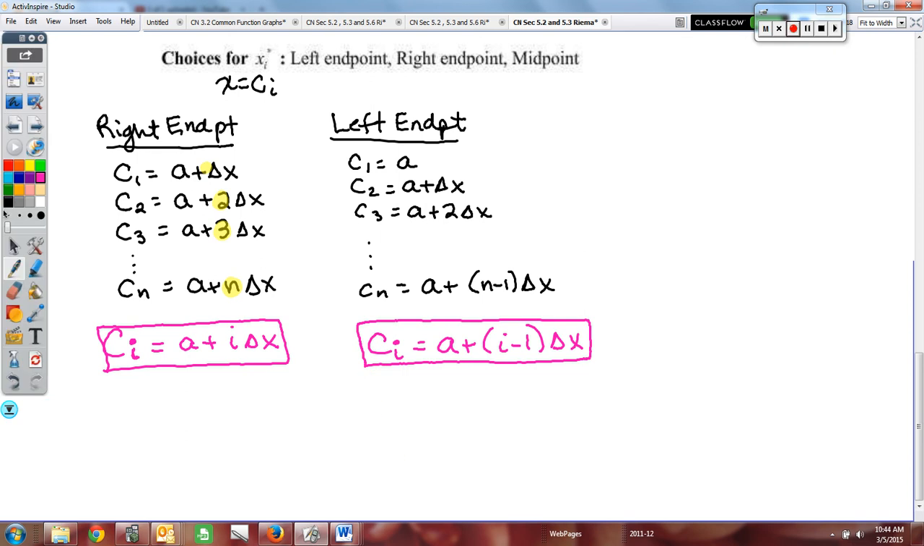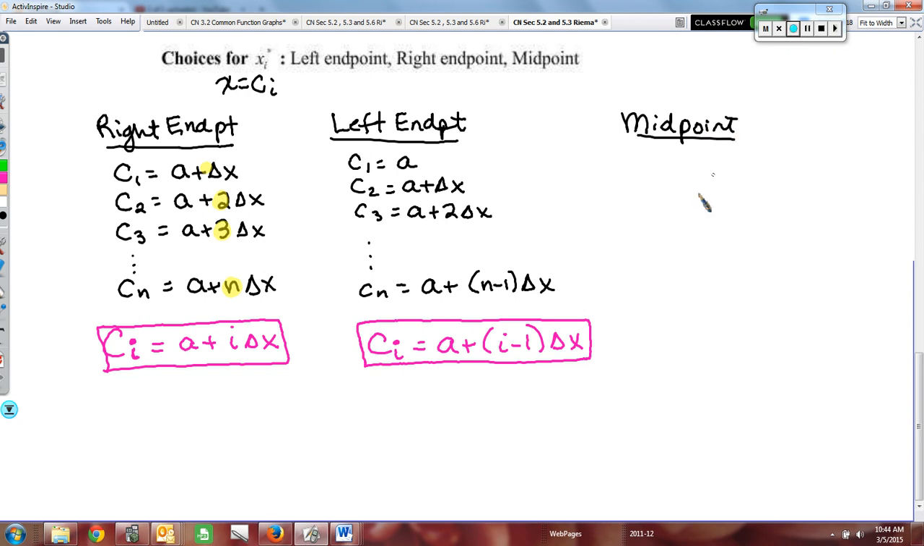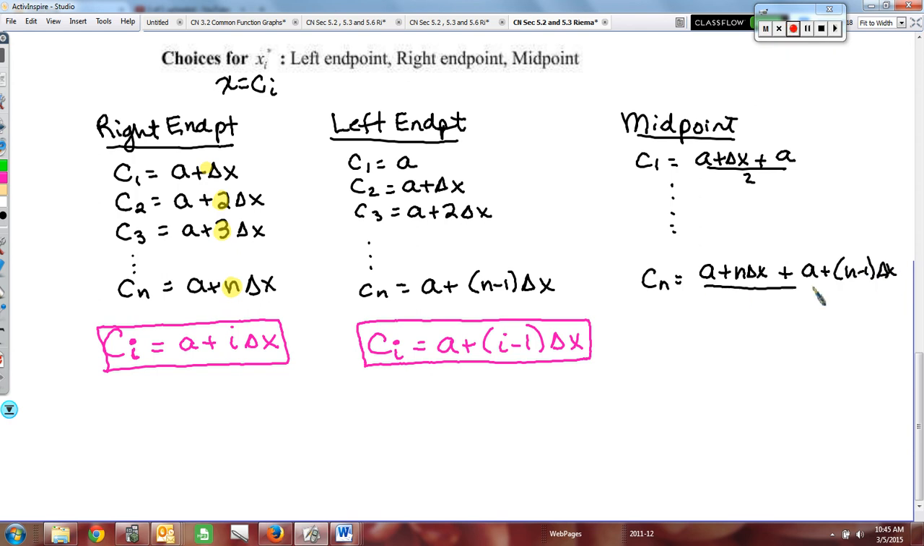Okay. Now we're going to look at our midpoint, because that one was the best estimate that we had. If I'm going to choose the midpoint, think about how you're getting the midpoint. Aren't you taking the right endpoint plus the left endpoint and then dividing by 2? So I'm just going to go down here to the end. I'm taking the right endpoint, a plus n delta x, and adding that to the left endpoint, a plus n minus 1 delta x, and I am dividing by 2.